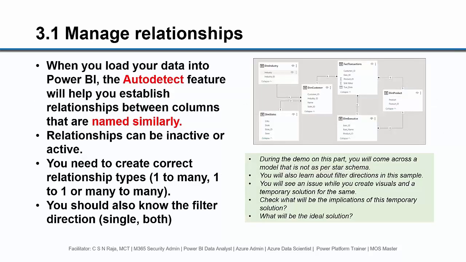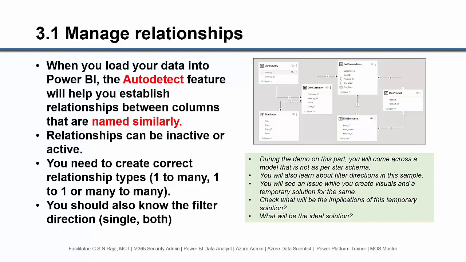When you load your data into Power BI, the auto detect feature will help you establish relationships between columns that are named similarly, and such relationships can be inactive or active. You need to create correct relationship types such as one to many, one to one, many to one, or many to many. You should also know about the filter direction, whether to use a single direction filter or bi-direction or both direction filters. During the demo on this part, you will come across a model that is not as per star schema. You will also learn about filter directions in this sample.